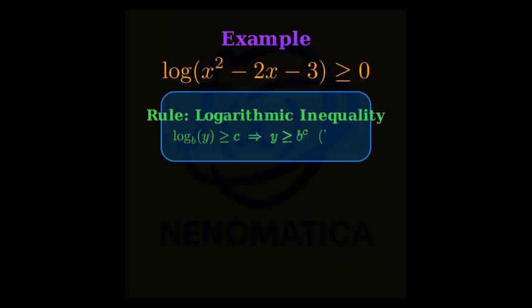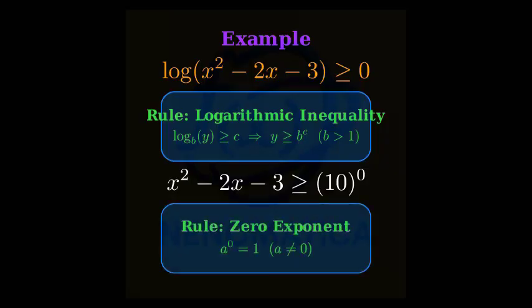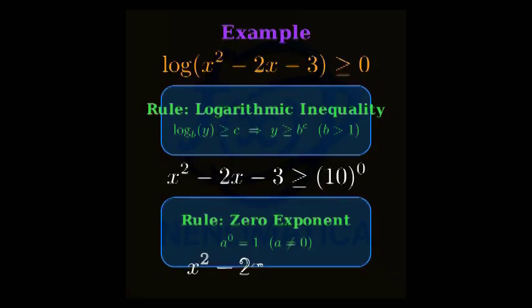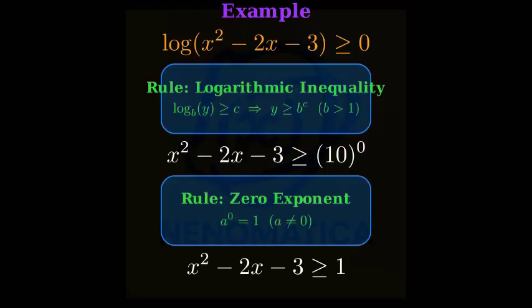Applying this with base 10 gives x squared minus 2x minus 3 is greater than or equal to 10 to the 0. Step 2. Simplify the right-hand side. Any non-zero number to the 0 power equals 1. Thus we have x squared minus 2x minus 3 is greater than or equal to 1.